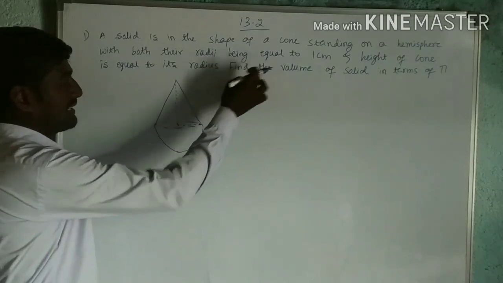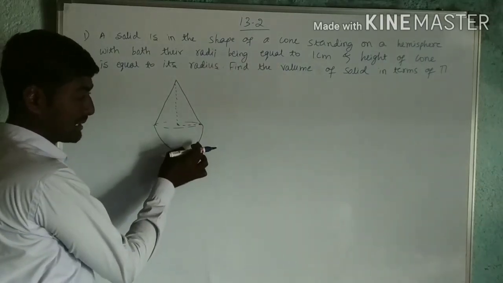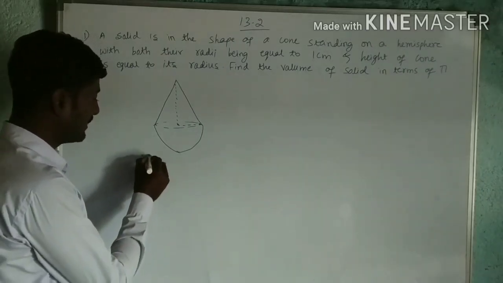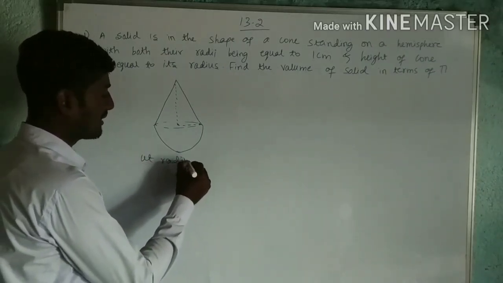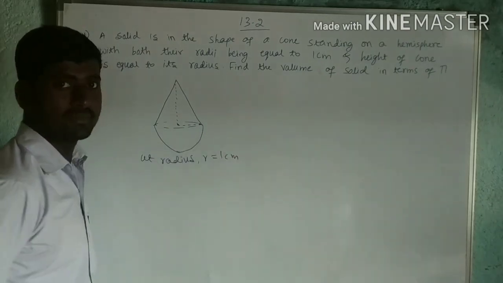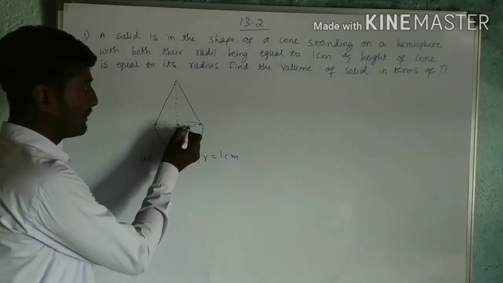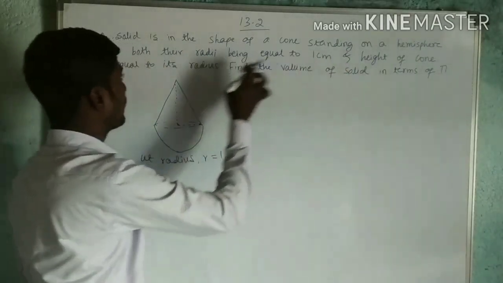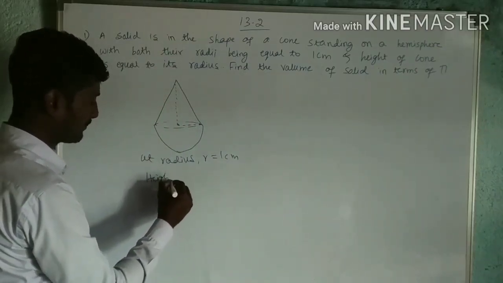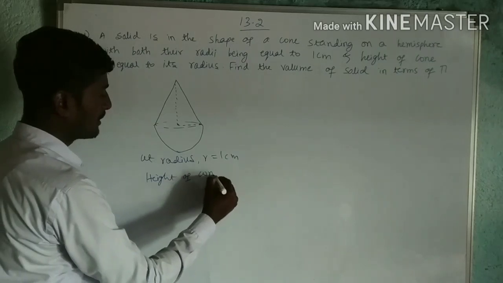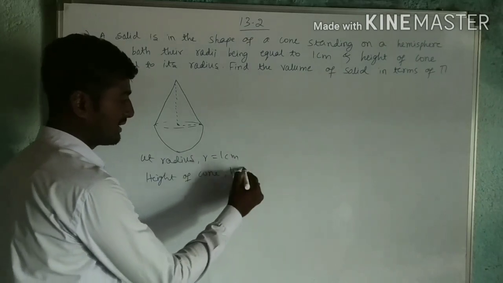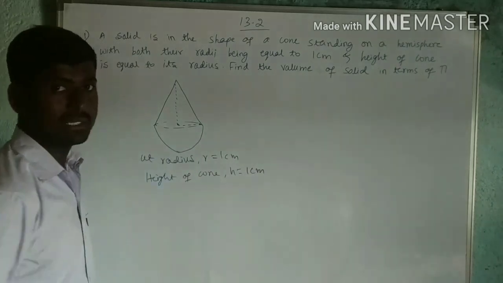Now since it is given that the radius of the hemisphere as well as the radius of the cone is 1 centimeter, let radius r be equal to 1 centimeter. But here they said that the height of cone is equal to its radius. So radius is already 1 centimeter, h is also 1 centimeter.